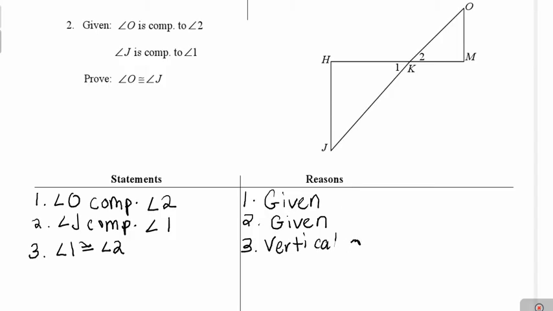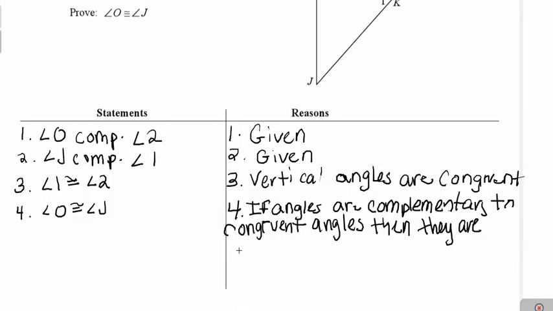And since angles 1 and 2 are complementary to O and J and they are congruent to each other, then we can go straight to our conclusion from here and say that angle O is congruent to angle J. This is by a theorem that we learned earlier in chapter 2 that involves complementary angles. So our reason would be if angles are complementary to congruent angles, then they are congruent. That's back from section 2.2.